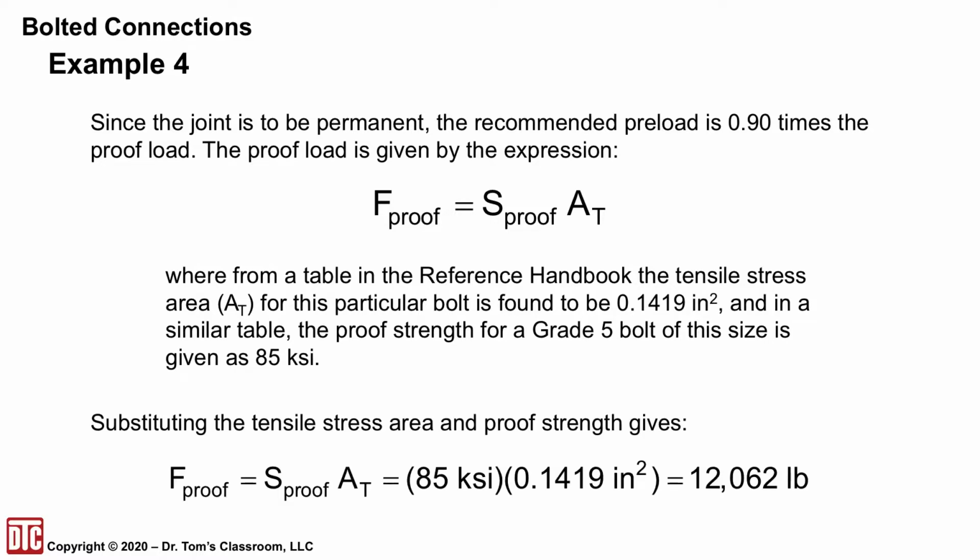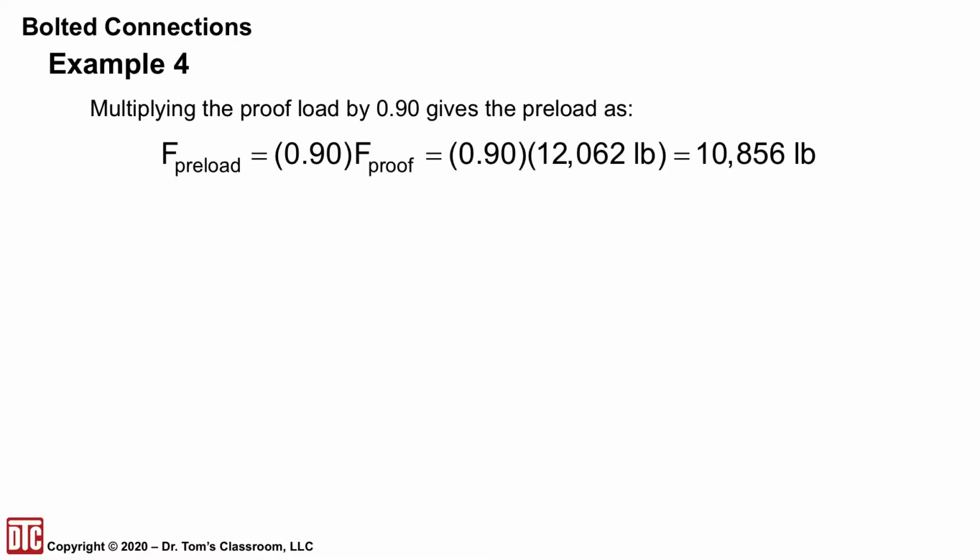Okay, so the proof load is S_proof times A_t, so we've got 85 ksi, or 85,000 psi, times 0.1419 square inches, which comes out to be 12,062 pounds. So now we can multiply by 90% to get the preload, so we get 10,856 pounds.